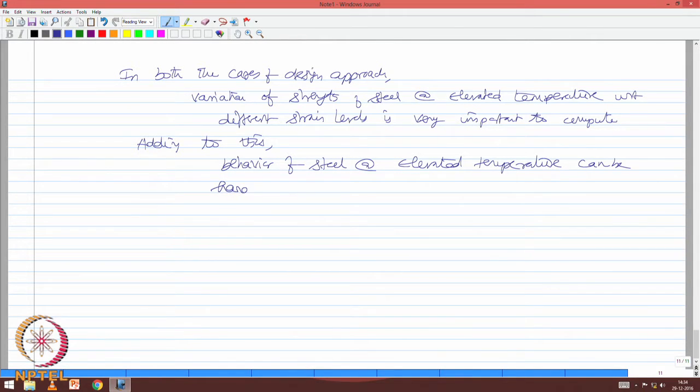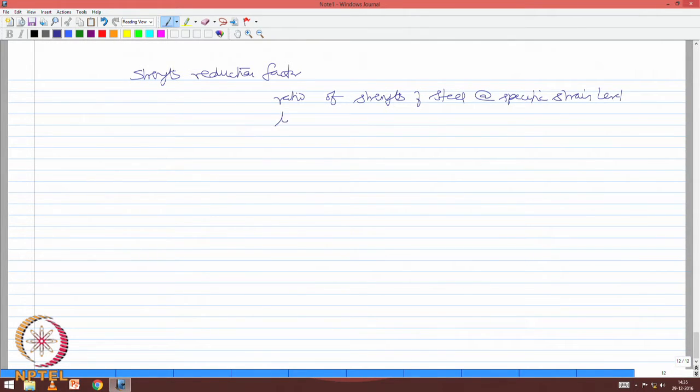can be handled in the design also using strength reduction factor. Then what is strength reduction factor? Strength reduction factor is actually the ratio of strength of steel at specific strain level to strength at ambient temperature.